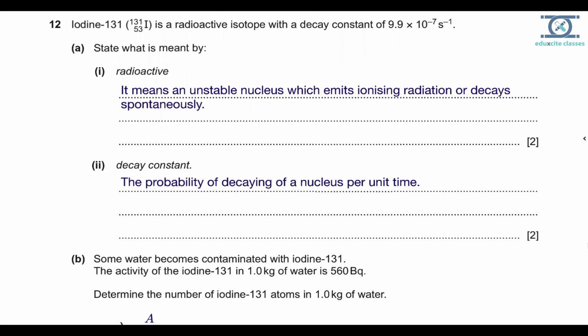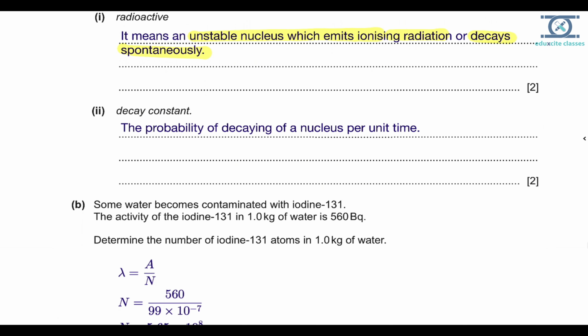Now the question number 12. Iodine 131 is a radioactive isotope with a decay constant 9.9 into 10 raised to power minus 7 per second. What is meant by radioactivity? Radioactivity means an unstable nucleus which emits ionizing radiation or decays spontaneously. So these are the keywords: unstable nucleus which emits or decays spontaneously.